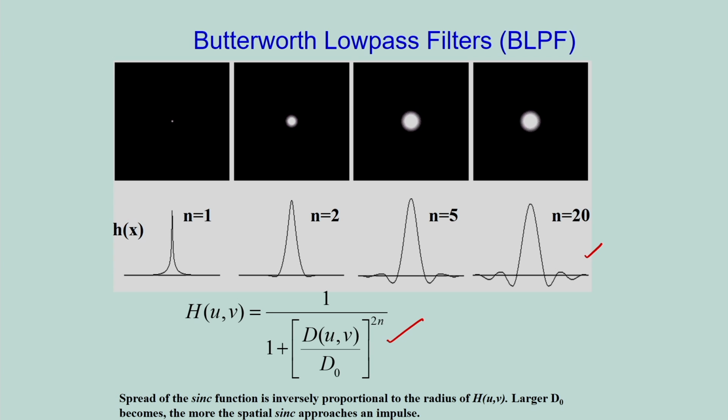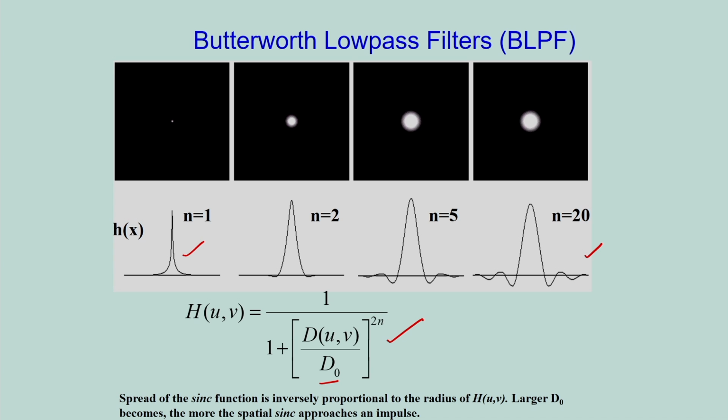So in the case of the Butterworth low pass filter, the spread of the sinc function is inversely proportional to the radius of H(u,v). That means in this case, if I consider the radius is D naught, the spread of the sinc function in the spatial domain is inversely proportional to the radius of H(u,v). So if I consider D naught is high, then the sinc function approaches the impulse function. So this is my impulse.